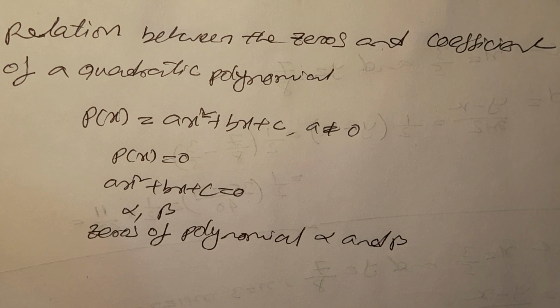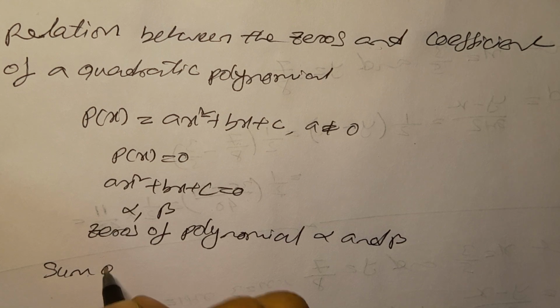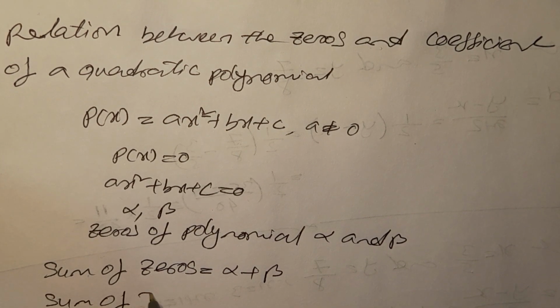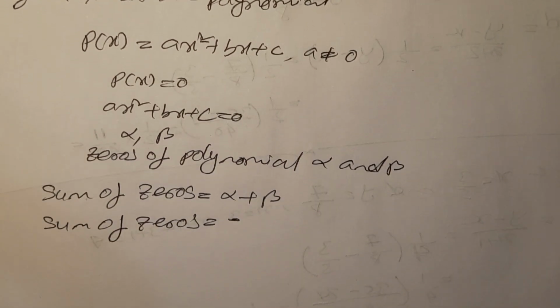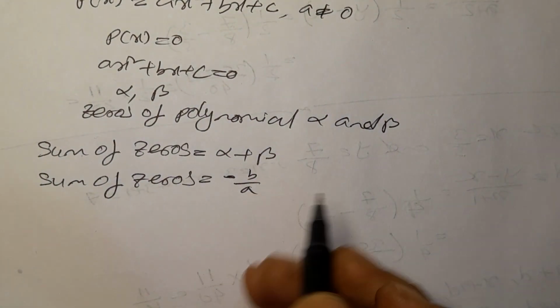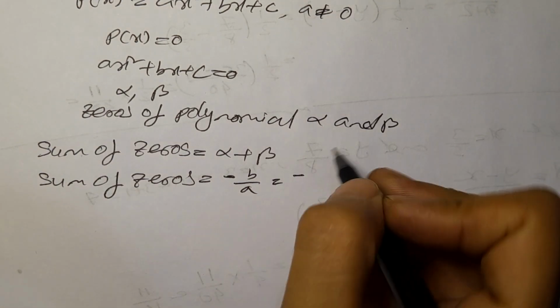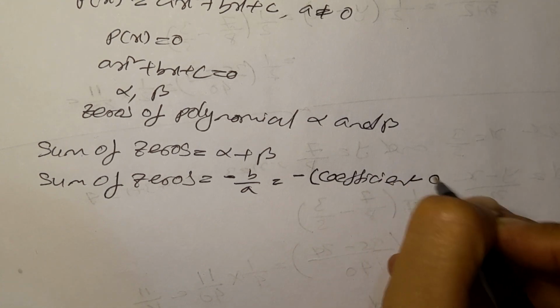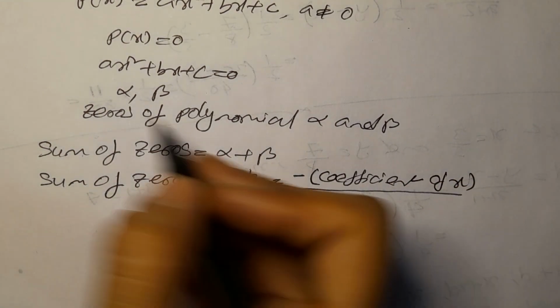Now we have to find the relation, that is, the sum of zeros. We represent the sum of zeros as alpha plus beta. The sum of zeros, from the quadratic equation directly, is minus b by a. What is b? This coefficient b is the coefficient of x. And what is a? It is the coefficient of x².